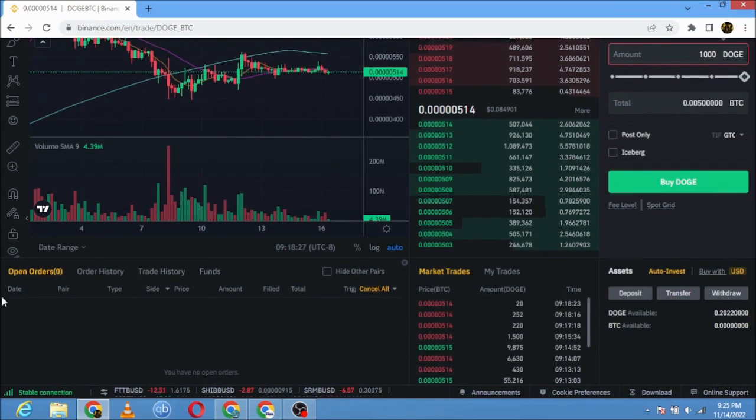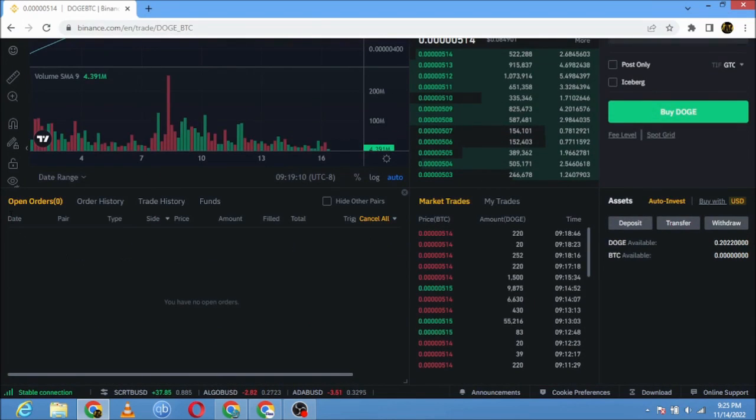Once you place that order, your order will be placed here. This is the date when you have placed that order, the pair, Doge versus BTC, the type, the side, the price at which you placed that order, the amount which you have bought, maybe 1000, the filled status, whether it is pending or filled. Now for a limit, it will be pending depending on how you have set your goal, and the total, and whether it is triggered or not yet. All that will be in open orders.